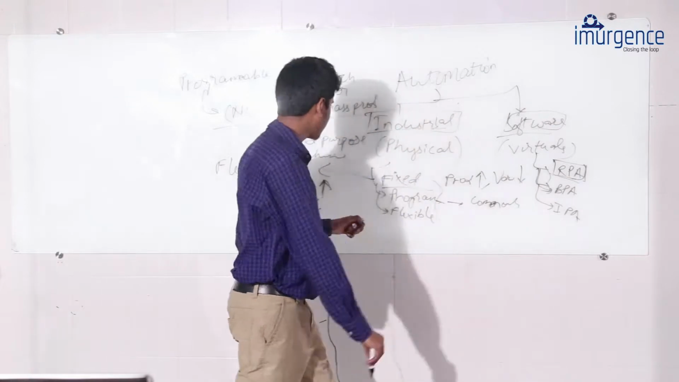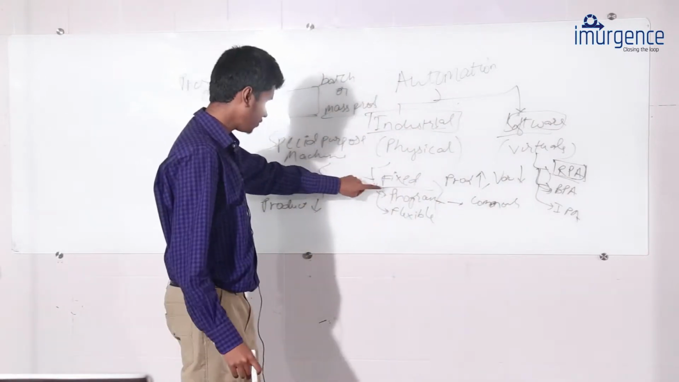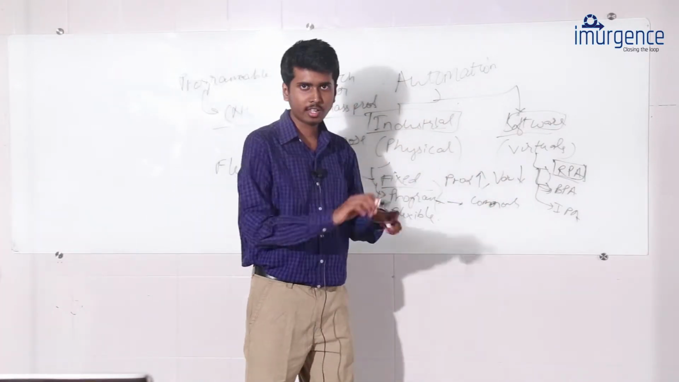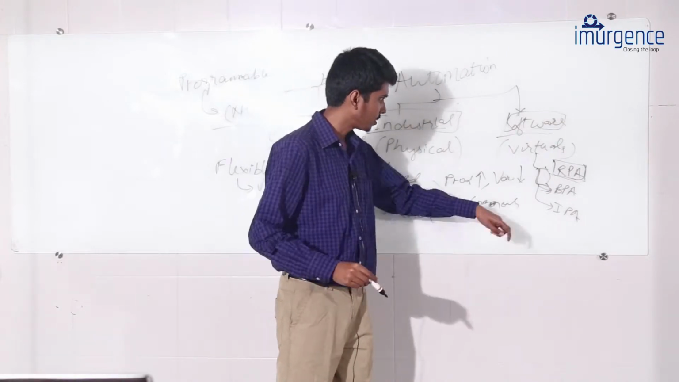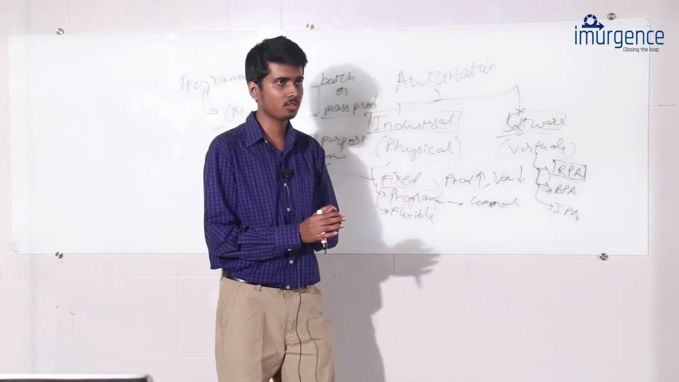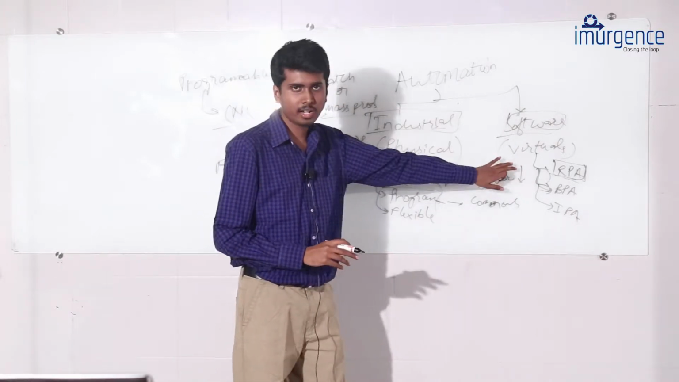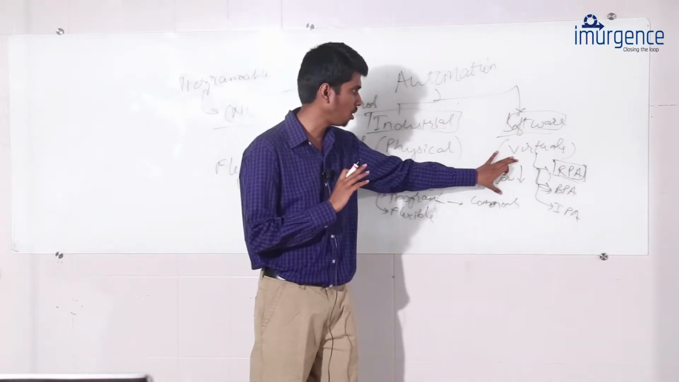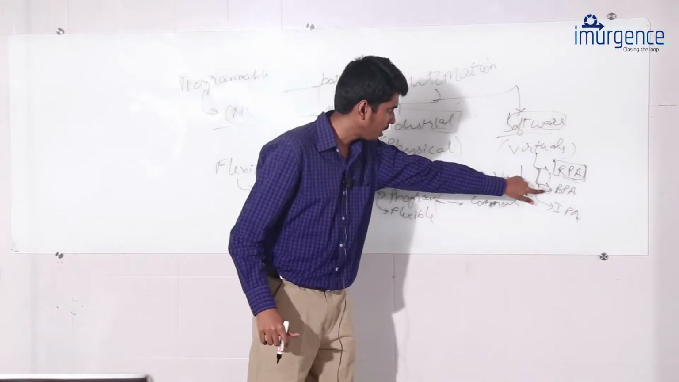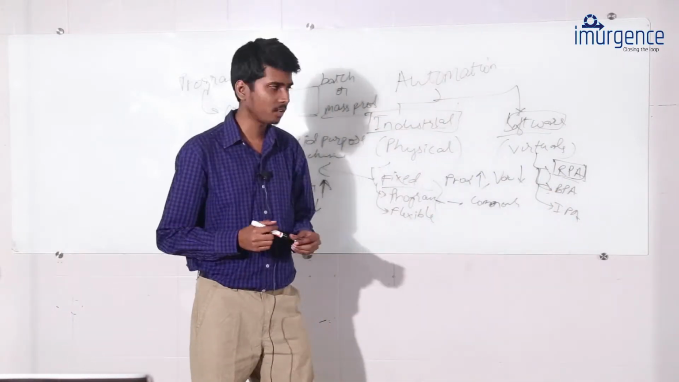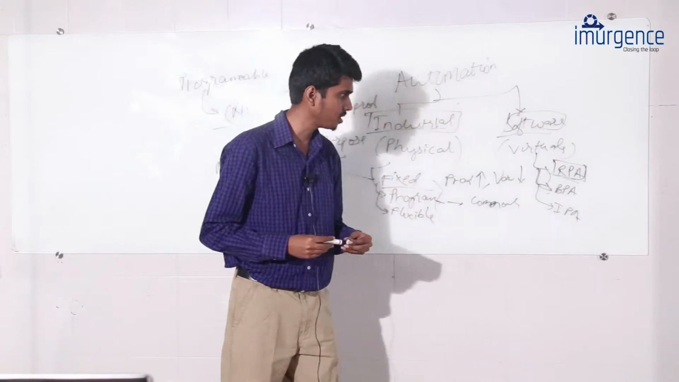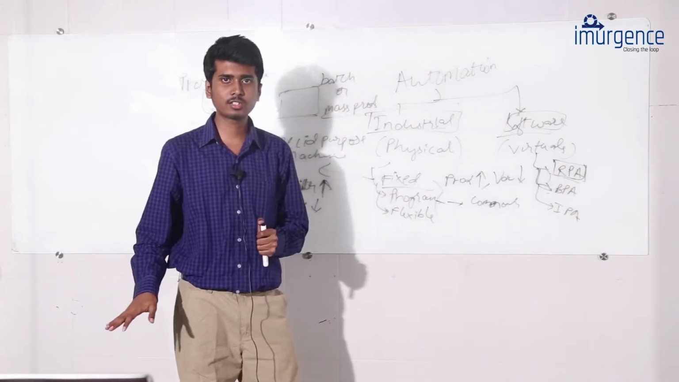BPA, in BPA it is similar to programmable. The whole thing is automized. In RPA we change only a process. Suppose in case of data entry, only the data entry process is automized. But in business process automation, the entire system is changed.